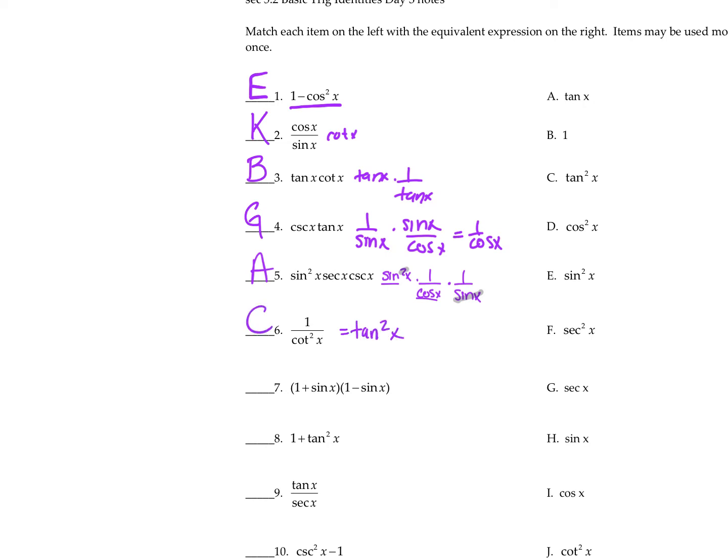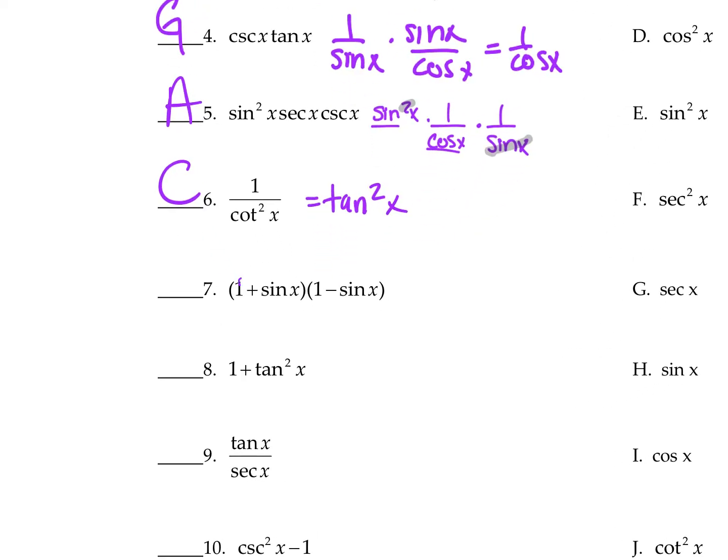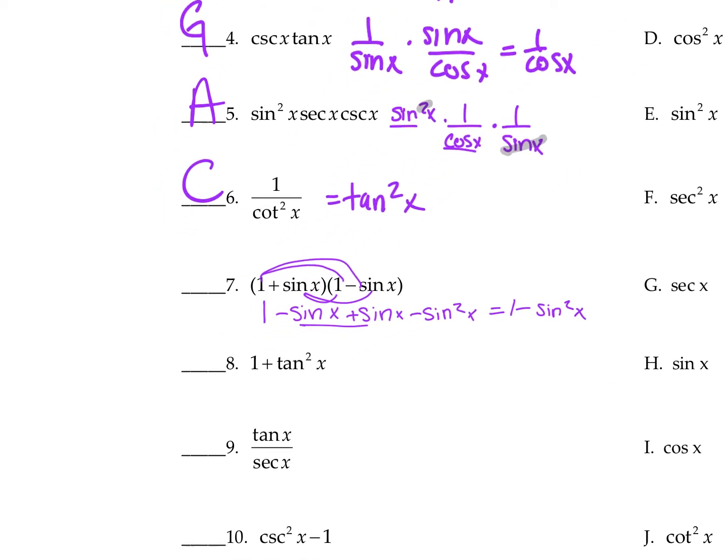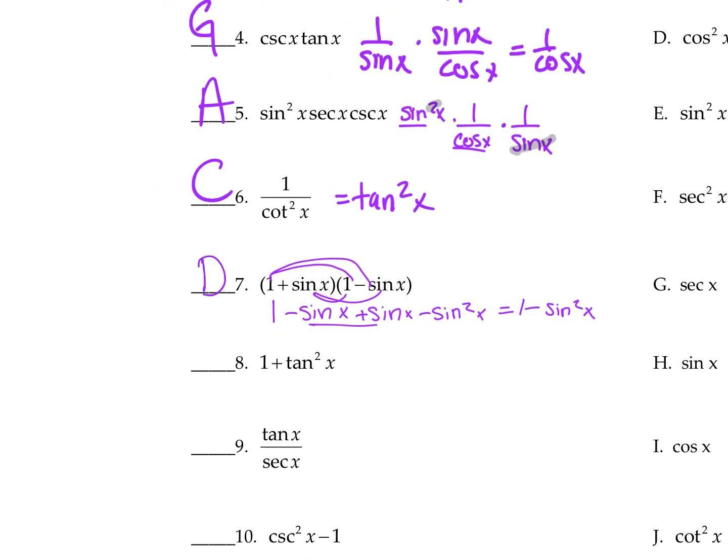In number 7, we're going to have to FOIL this. So I'm going to do 1 times 1, 1 times negative sine, sine times 1, and sine times negative sine. And so my middle terms are going to subtract, so I'm going to end up with 1 minus sine squared, which is cosine squared, and cosine squared is option D. 1 plus tangent squared is secant squared. That's a Pythagorean identity, so that's option F.